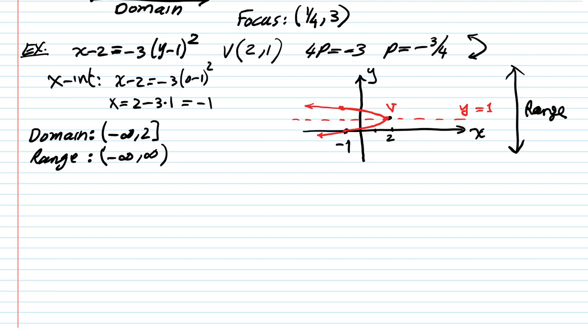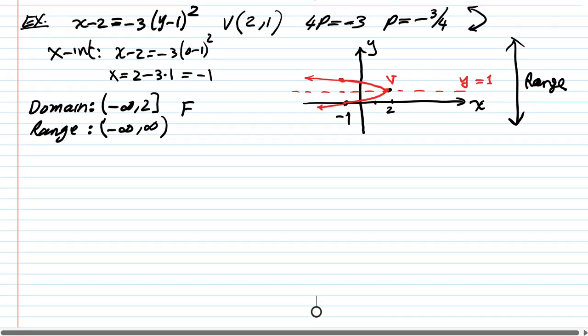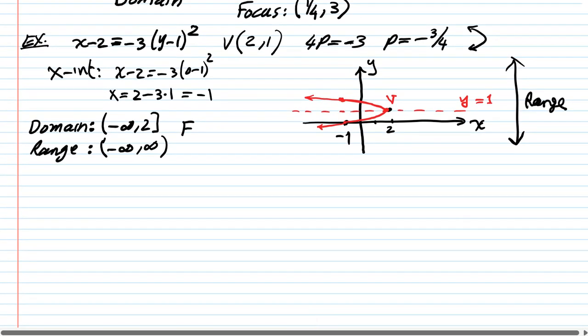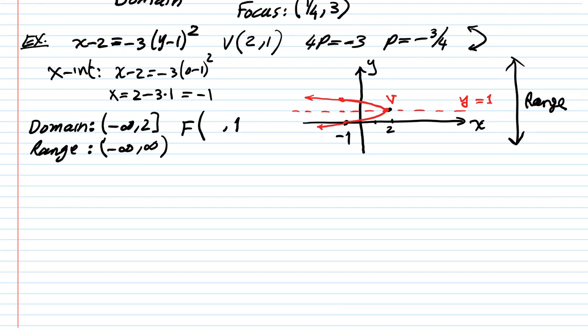Perfect. So we got the domain, we got the range, we got the x-intercept, and we're good. We're golden. And we got the axis of symmetry. Oh, the focus, of course. Now the focus again is going to be in front of the vertex, so that means it's going to have the same y value. The focus and vertex, these are collinear points. That means they lie on the same straight line. So I know the y is 1.